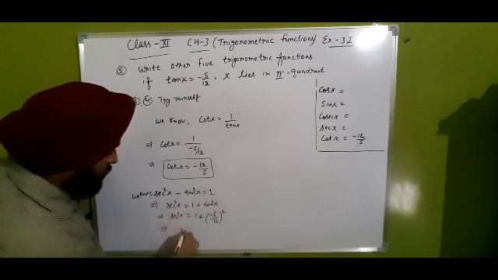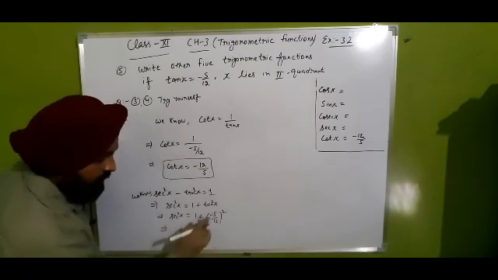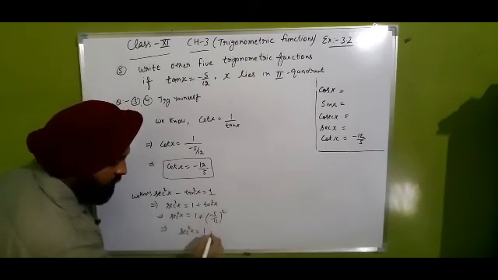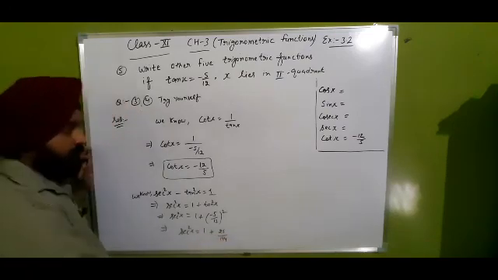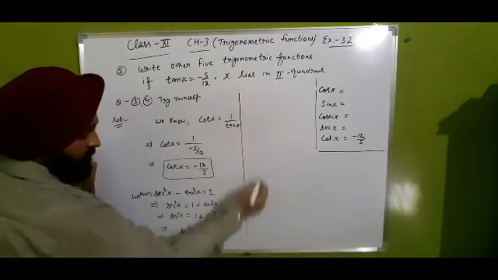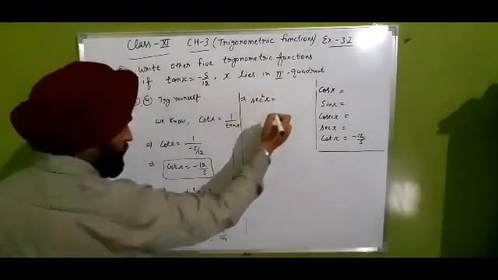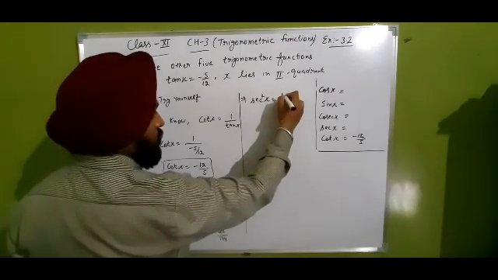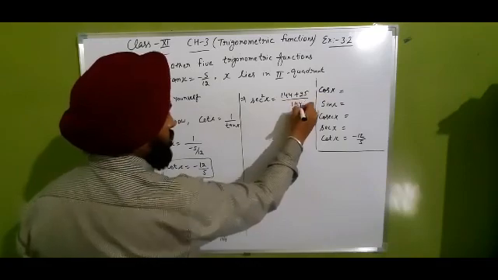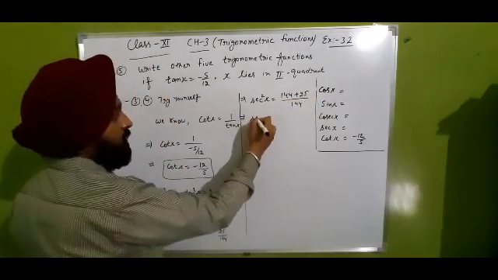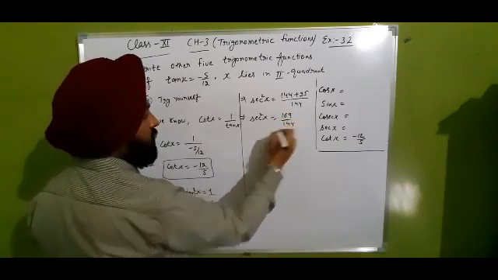So it implies secant square x is equal to 1 plus, negative square is always positive, 25 upon 144. Now take the LCM there. It implies secant square x is equal to 144 plus 25 upon 144. So secant square x is equal to 169 upon 144.